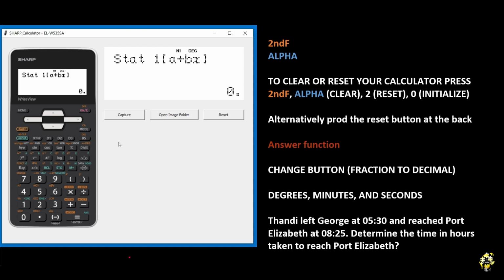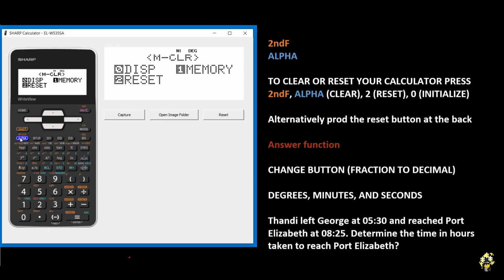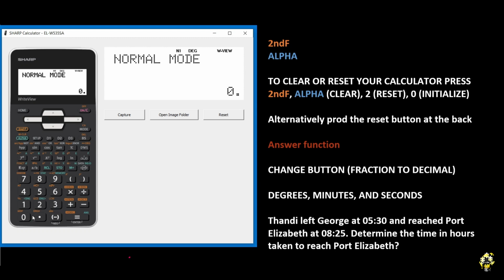To clear that, first you click on the second, and after second you go to alpha, because directly on top of alpha we have the MCLR. Press that. You see now it says, what do you want to reset? Well, I want to reset, and the reset is a 2. You click your 2, and then to initialize all data to clear, you must press a 0. Initialize. Now we're back on normal mode.